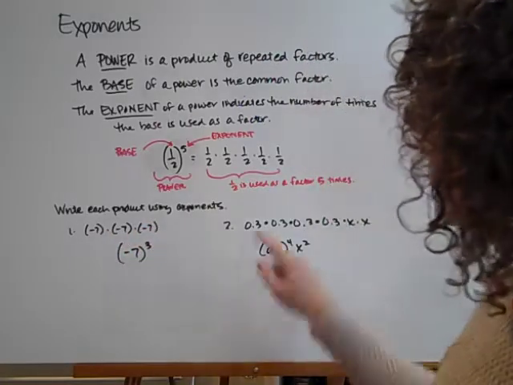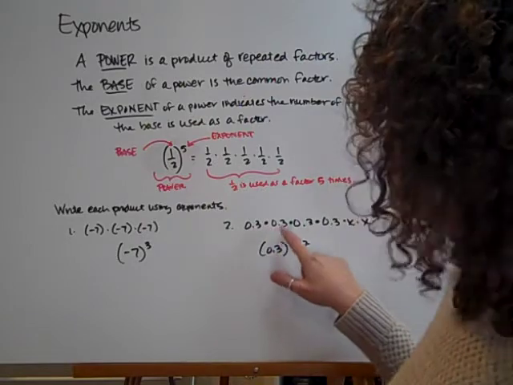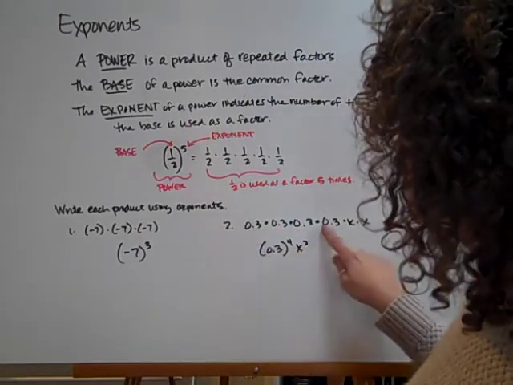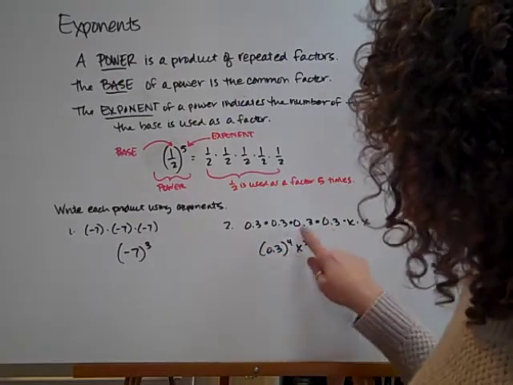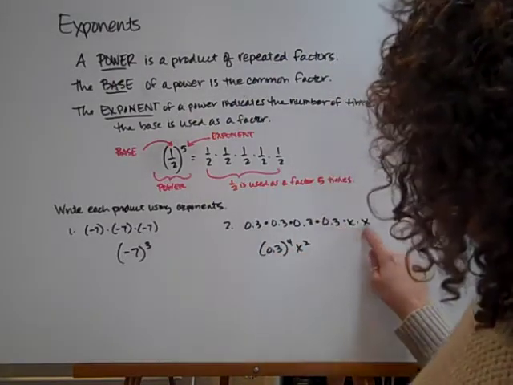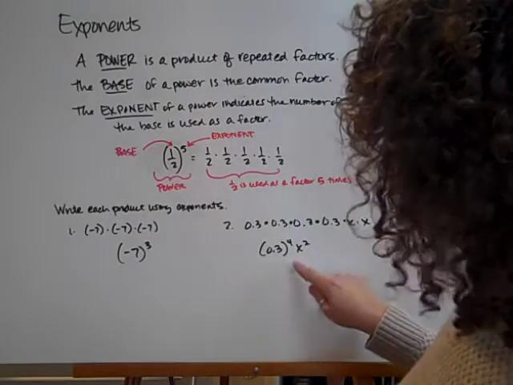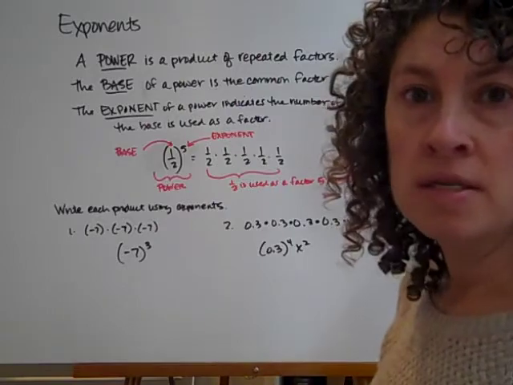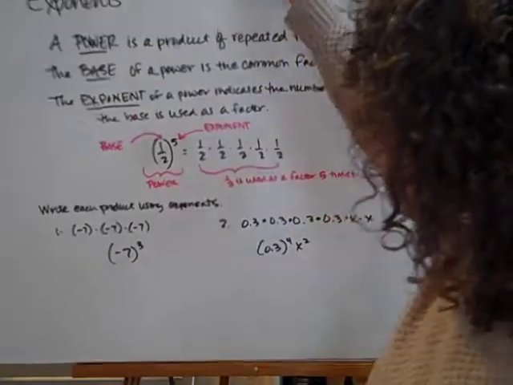Here I've got 3/10 times 3/10 times 3/10 times 3/10 times x times x. So I have 3/10 as a base, and that's used 4 times. So my base is 3/10, my exponent is 4. And I've got an x here as a different base that's used twice. So I have x to the second power. So we're just rewriting those as a power using exponents.